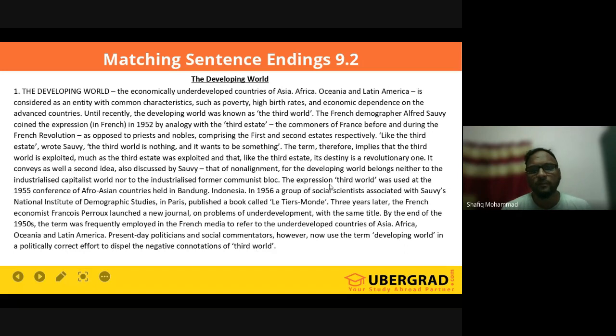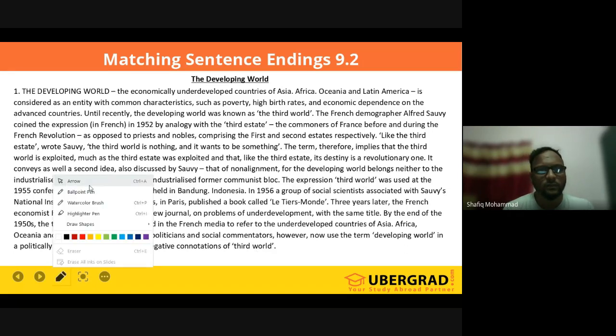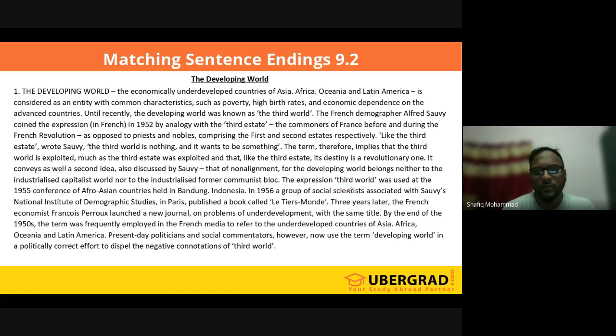Here we got the term, the third world, right? It was used at the 1955 conference of Afro-Asian countries led by Bandung, Indonesia, and so on. And what is it talking about? Scientists associated with, and so on. And here also we have the term. See the term third world here.